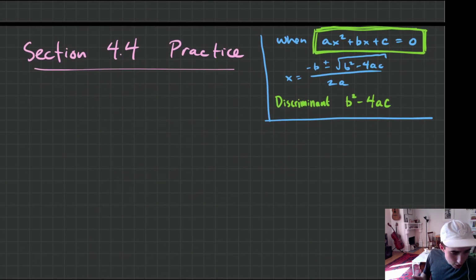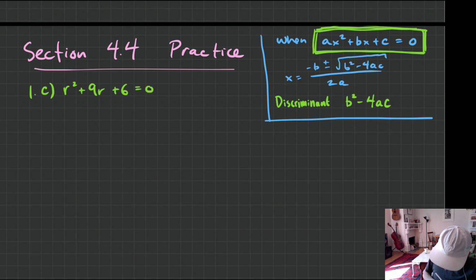So let's just start off with question 1. I'll do a random selection of questions. Let's do 1C. So that one is r squared plus 9r plus 6 equals 0. Oh, and I should write what the actual question is. The question is, use the discriminant to determine the nature of the roots for each equation.